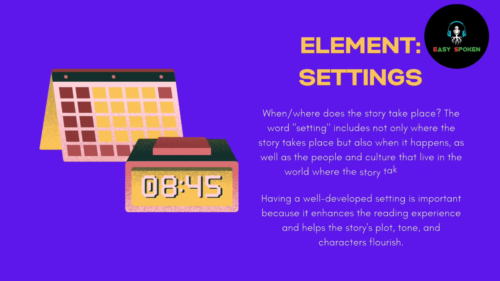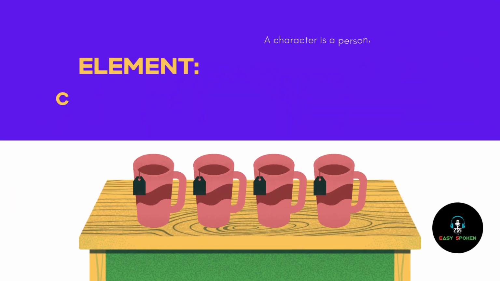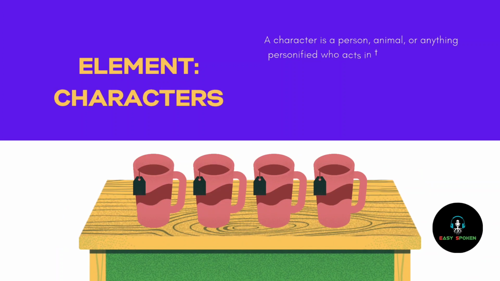Having a well-developed setting is important because it enhances the reading experience and helps the story's plot, tone, and characters flourish. Element. Characters. A character is a person, animal, or anything personified who acts in the plot of a short story or other literary work.